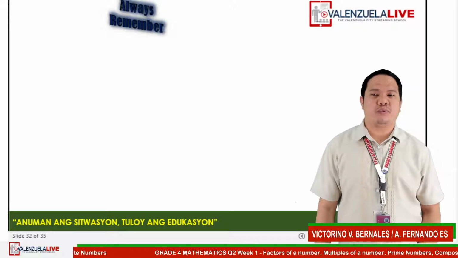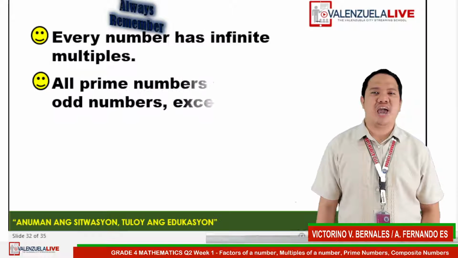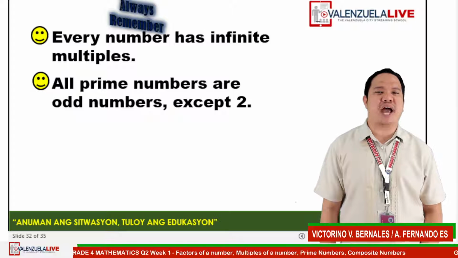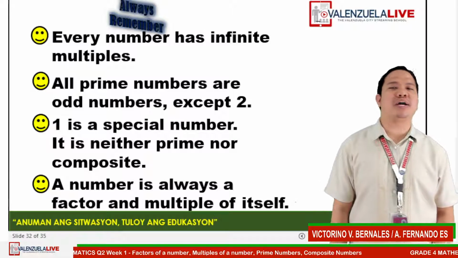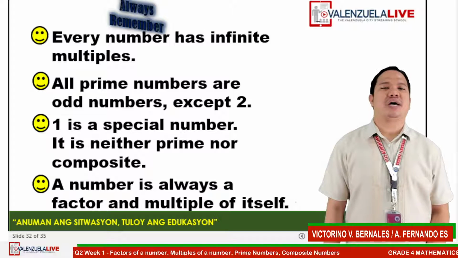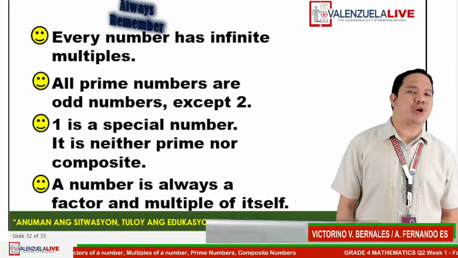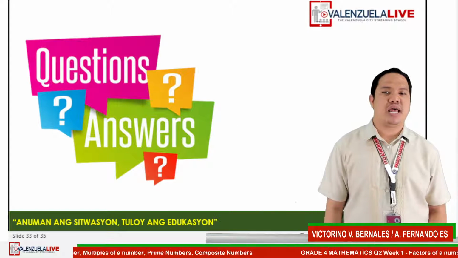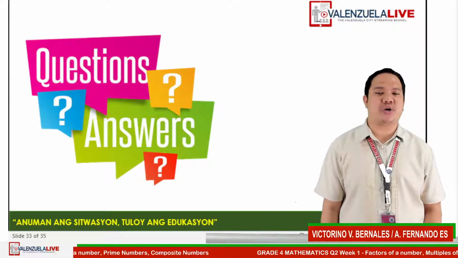Remember, class, that every number has infinite multiples. All prime numbers are odd numbers except 2. 1 is a special number. It is neither prime nor composite. A number is always a factor and a multiple of itself. Let us now move on with the question and answer.